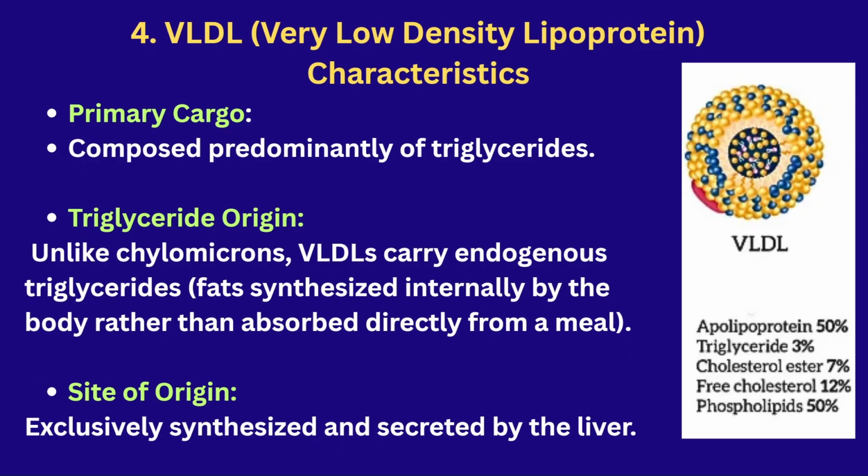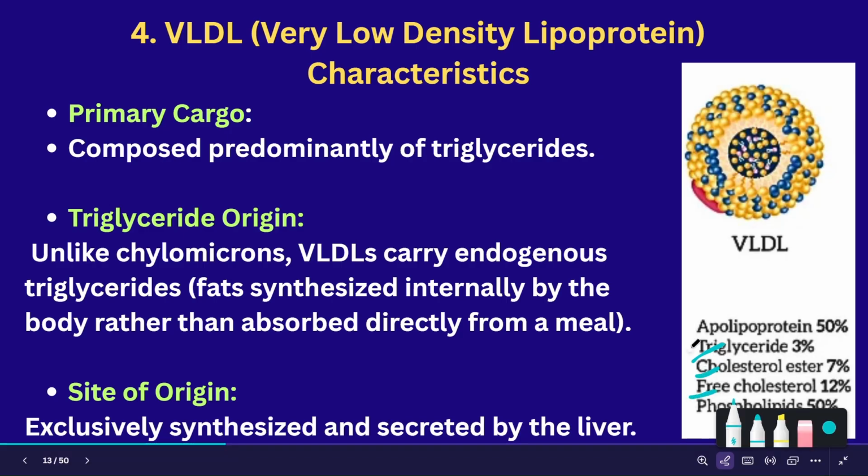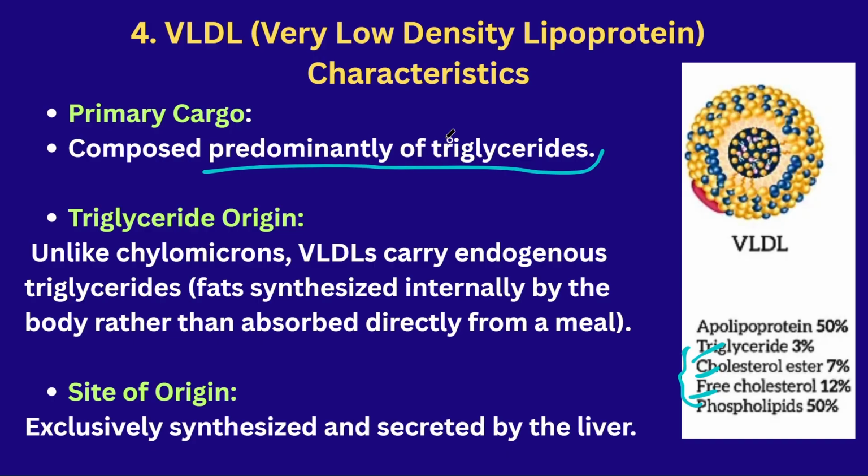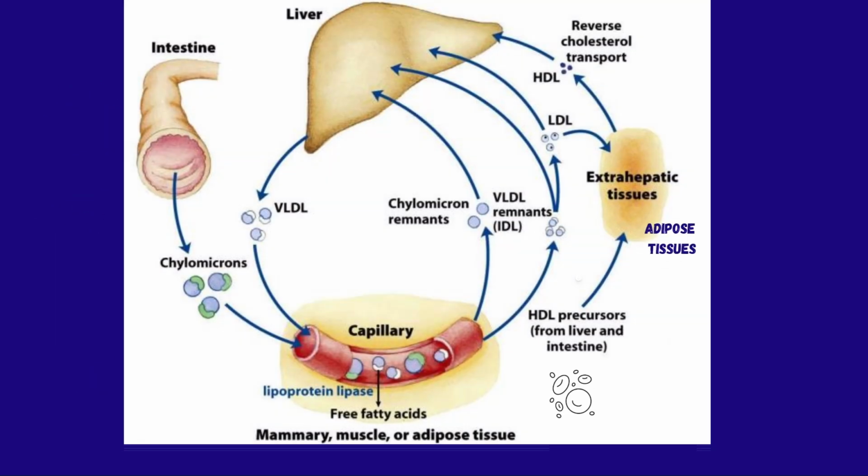VLDL. We already know that in the very low density lipoprotein, we have more amount of triglycerides, cholesterol esters, and free cholesterols. So these are the more amount of fatty acids. Predominantly the triglycerides are present in more amount of content. So they are called VLDL. VLDL is synthesized by the liver, and the liver releases the VLDL. You already know that the chylomicrons, after the food, will enter into the bloodstream. The liver will produce the VLDL.